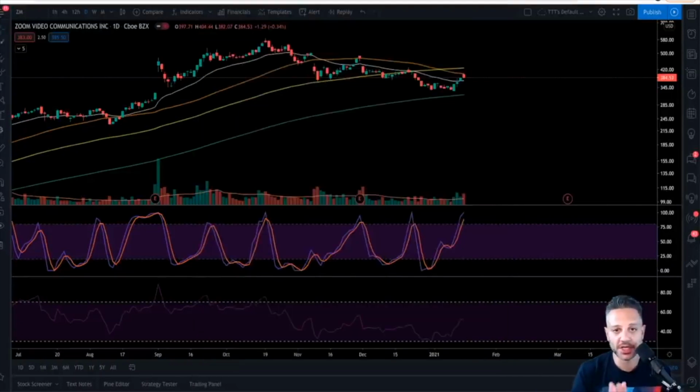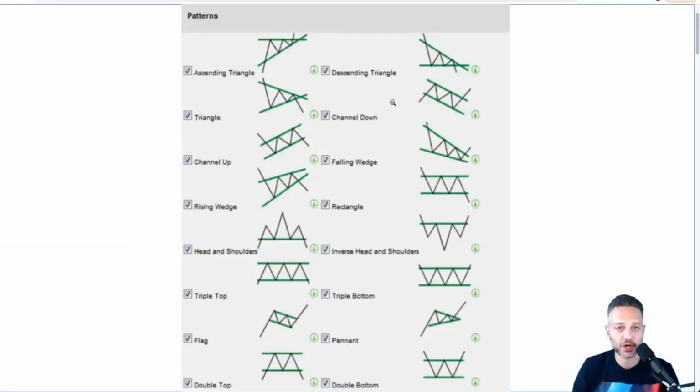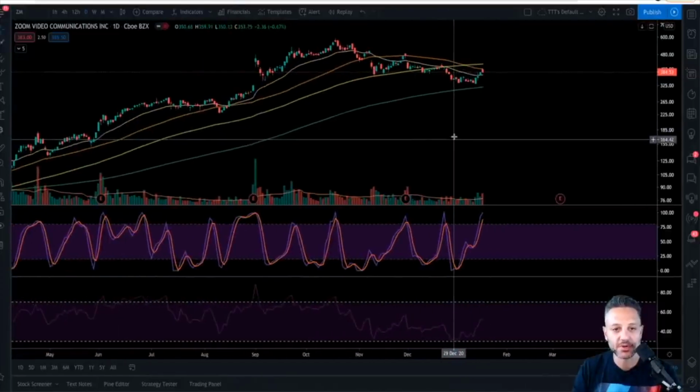So if you're a book learner and you want to reference books, get those books. Otherwise, you can just Google chart patterns and pull up something like this. Now, why do we draw patterns? Again, all we're trying to do is find support and resistance.